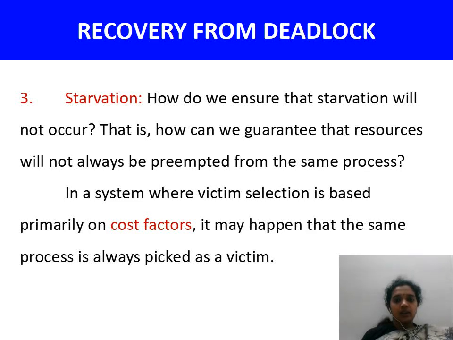The third issue is starvation. Here the process has to wait for a long amount of time for execution. By considering all these three issues, resource preemption is done. Therefore, the system recovers from deadlock by process termination and resource preemption.